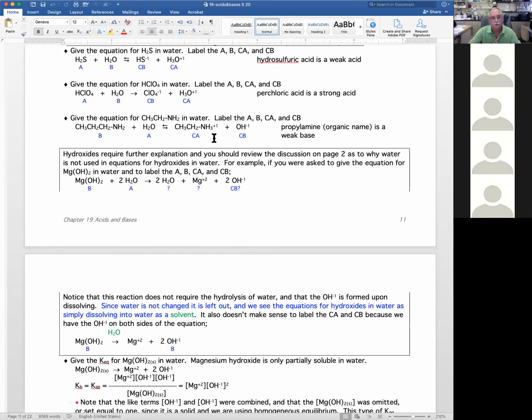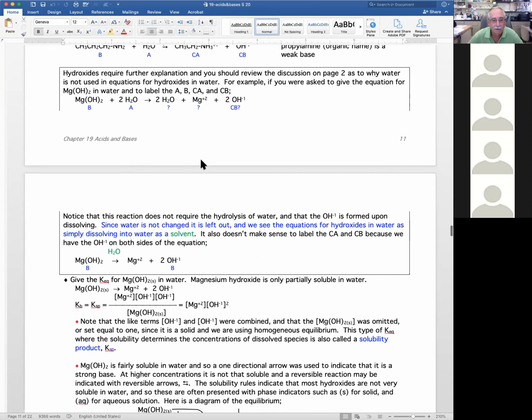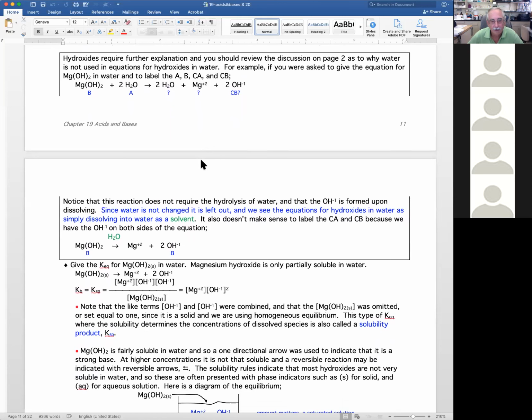Then again, hydroxides give us a problem. If I tried to do this with, say, magnesium hydroxide, I go forth and I put the acid in here and I get magnesium ion, I get the 2 hydroxide ions. Well, wait a minute. If this and this are the same on both sides, they cancel out. So I don't really have a way to do the acid and the base. It doesn't work. So it's just a matter of semantics.